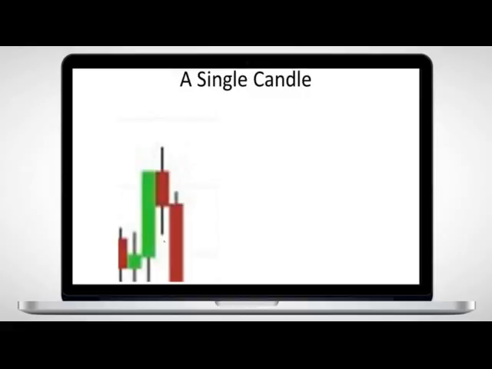Now, let's go back to what we learned about candles. The red candle means that the close was lower than the open. So this level right here has to be the open, and this level right here has to be the close. Now, if we look at the shadows, this level up here has to be the high, pardon my handwriting here, and this level right here has to be the low.